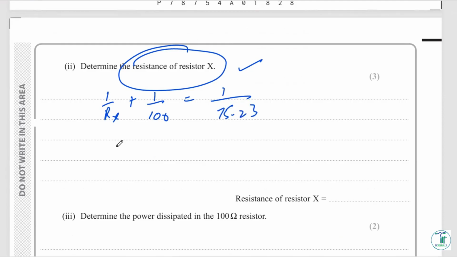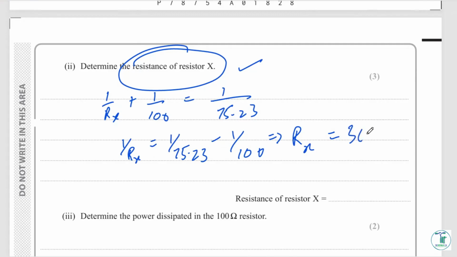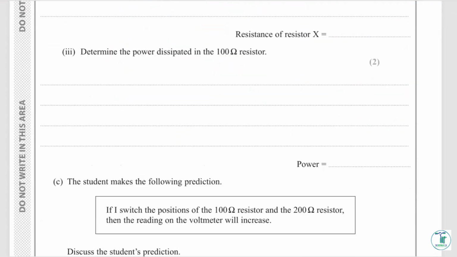I'm going to work this down. I can simply write 1 upon Rx equals 1 upon 75.23 minus 1 upon 100. You subtract them, take the reciprocal of whatever you've got, and after taking the reciprocal, you must have the resistance as something like 303.7 ohms, right? So that is how you're going to calculate the resistance of X.